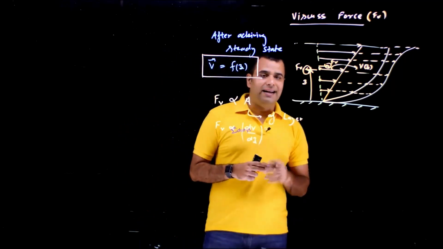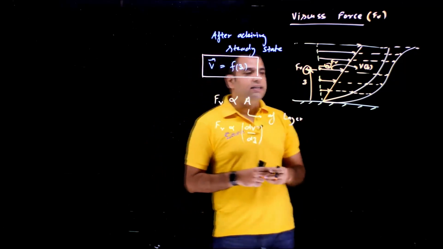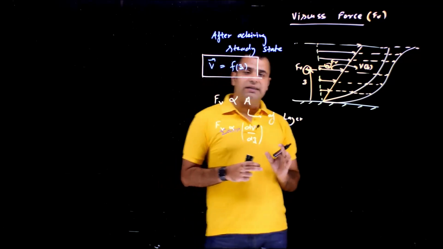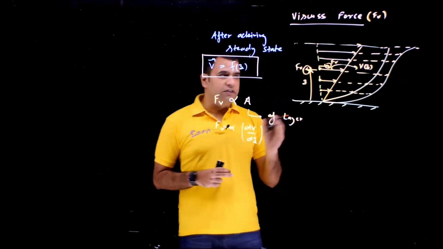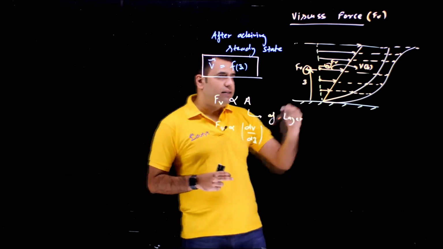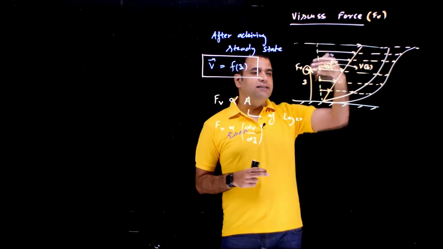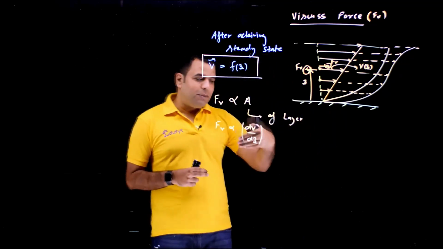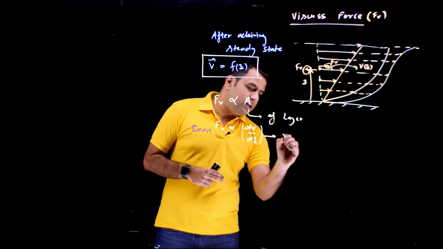Not the rate, but gradient, meaning rate of change of velocity as a function of z. It comes out to be proportional to Fb only after achieving the steady state, not before that. So after achieving the steady state, the viscous force comes out to be proportional to dv upon dz. So as the velocity is changing as a function of z, it is proportional to that.